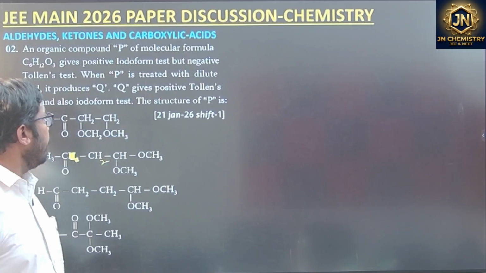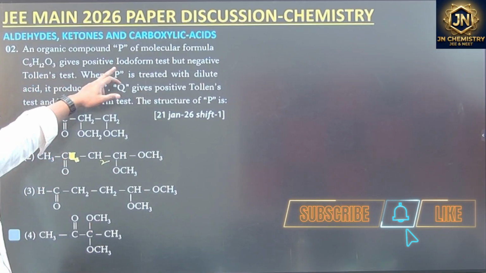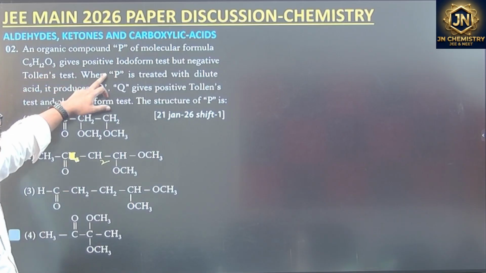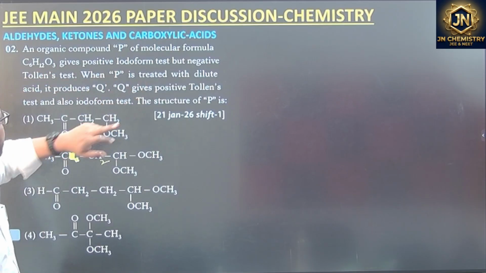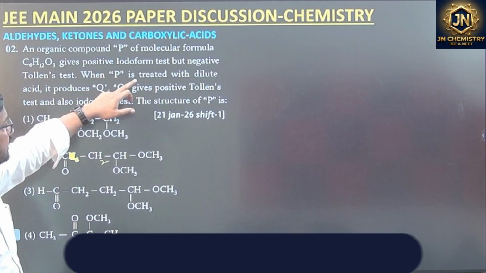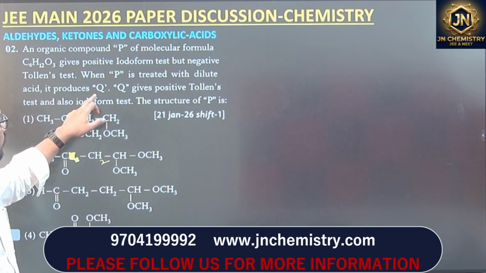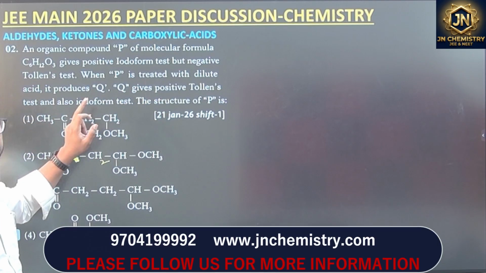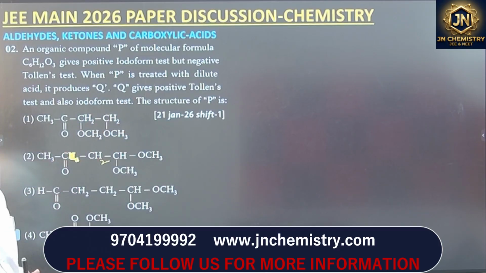One more question from aldehydes and ketones. An organic compound P, molecular formula C6H12O3, gives a positive iodoform test but a negative Tollens test. When P is treated with dilute acid, Q gives the positive Tollens test and also the iodoform test. They are asking for the structure of P.